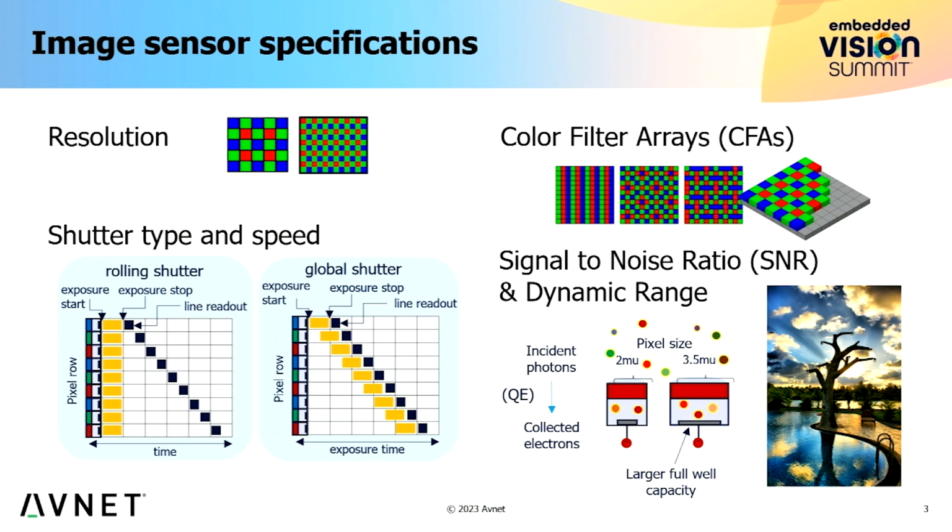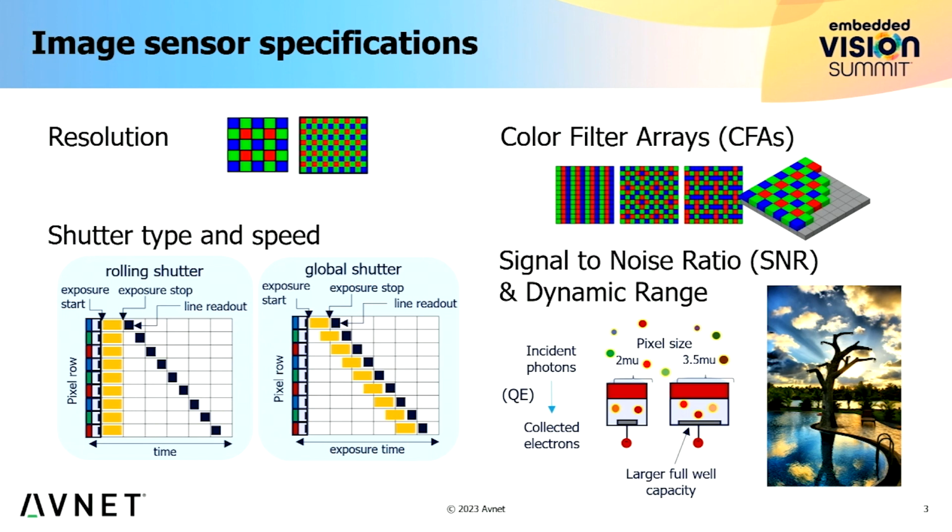And then there's this signal-to-noise ratio, SNR, and dynamic range, and these are related. So dynamic range, you see this picture has some really bright areas and some really dark areas, and nothing is overexposed and nothing is underexposed. So it has a high dynamic range. And this is related to your pixel size because a larger pixel can actually capture more photons before the shutter closes and it's read out.